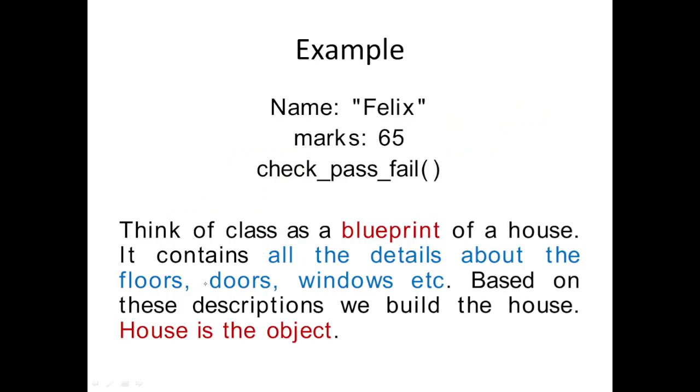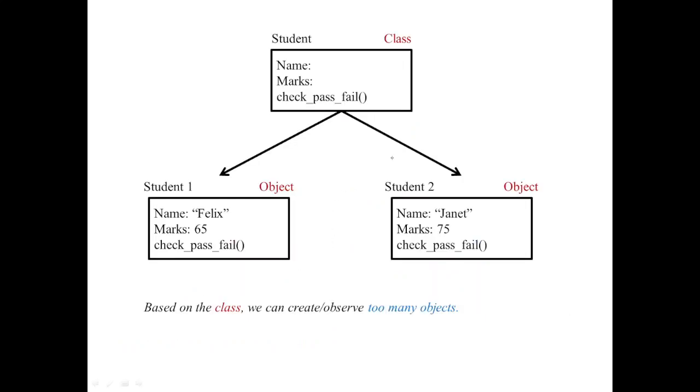For example, we are going to set up a class, like Felix, who is a student, and we want to score the marks 65 and check whether Felix passes or fails. A class is a blueprint of a house, and a class contains all the details about the many objects. Based on these descriptions, we build the objects.